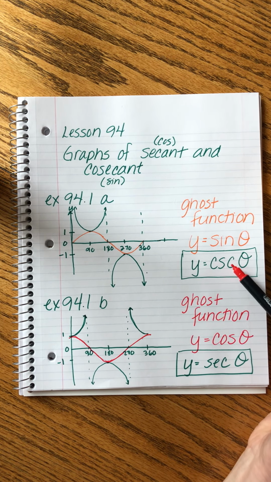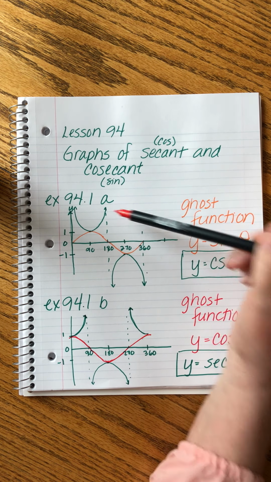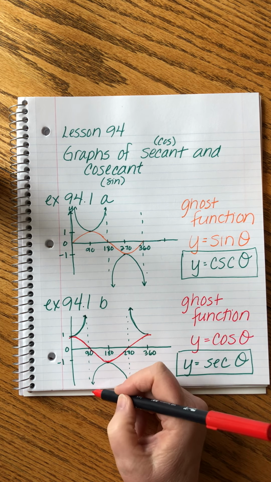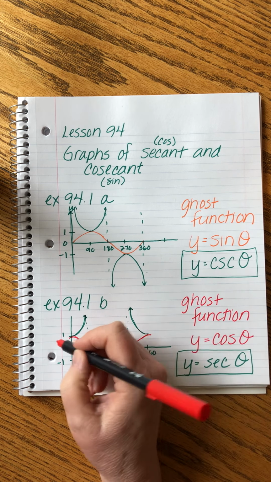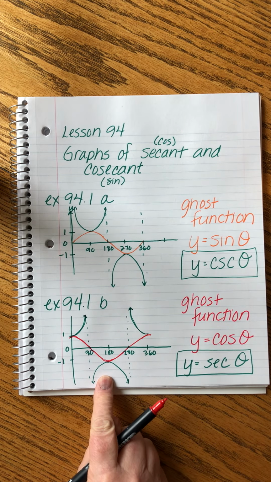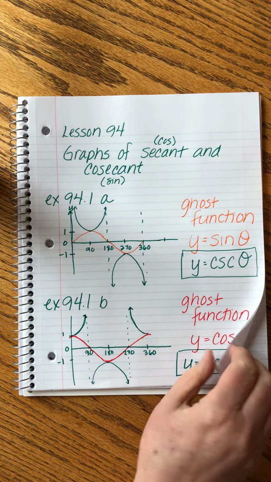Cosecant has a repeat of 2 C's in it. That reminds me that there are 2 whole U's in a cosecant graph. Secant only has 1 C, and that reminds me that there's only 1 U that is unbroken, and then the other 2 are weirdos, right? So this has 1 U, this has 2 U's. That's a quickie way to remind yourself, but drawing in the ghost functions will work every single time.